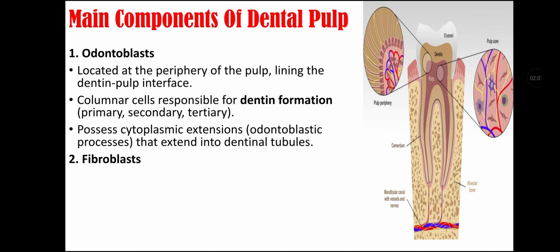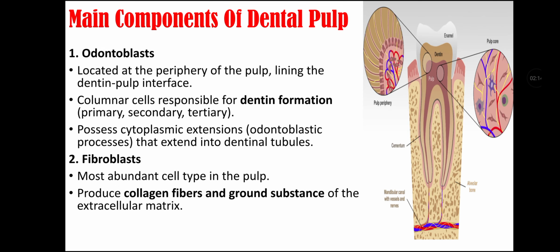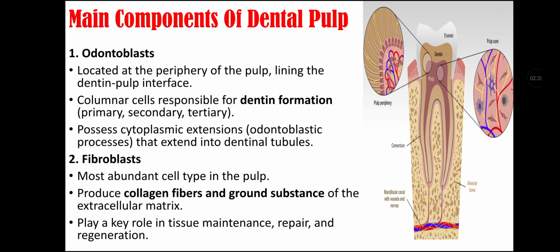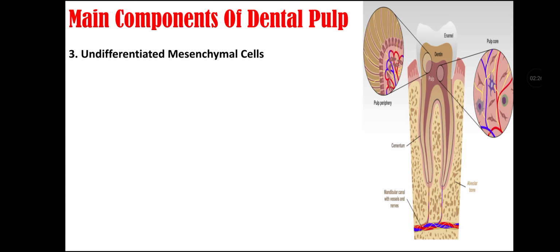Then second cellular component of dental pulp we have is fibroblasts. They are the most abundant cell type in the pulp. They produce collagen fibers and ground substance of the extracellular matrix and play a key role in tissue maintenance, repair, and regeneration.